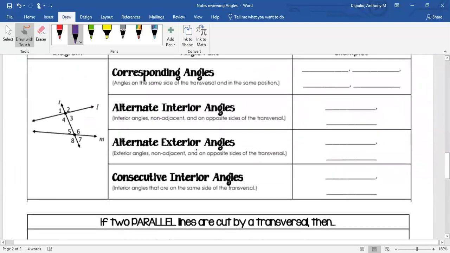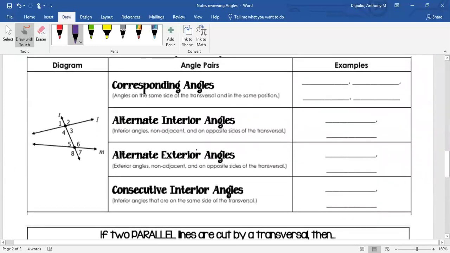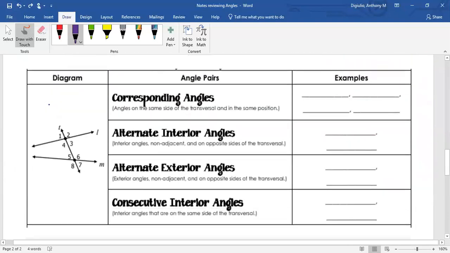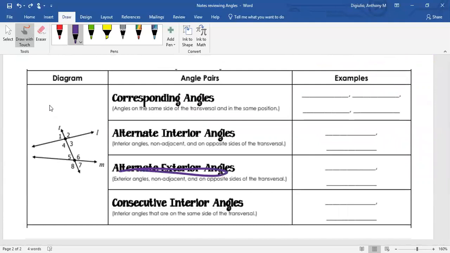Let's look at some other words that might look familiar that we need to check again. I'm actually going to eliminate, oh man, me and technology are just not agreeing today. If you haven't had me before in class, me and technology never really agree, so that's okay. We're not going to really talk about alternate exterior angles, but we will talk about these other three.